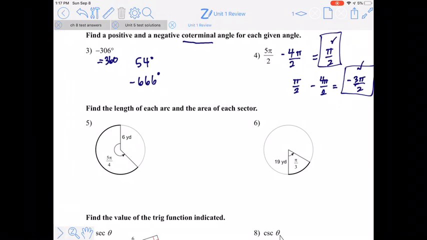Now question 5 and 6. The length of the arc is radius times theta, and the area of the sector is 1/2 r squared theta. Those are the two formulas. We have to make sure that the angle is in radians, because theta has to be in radians. This one is for question 5. So for question 5, the arc length is just the radius, which is 6.